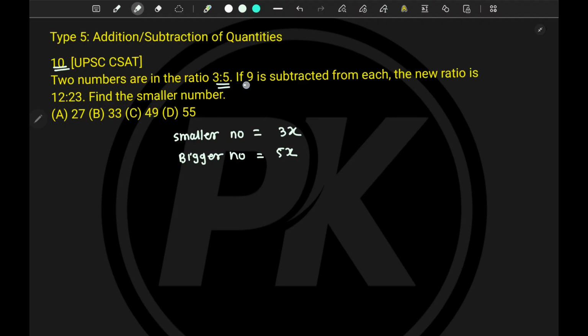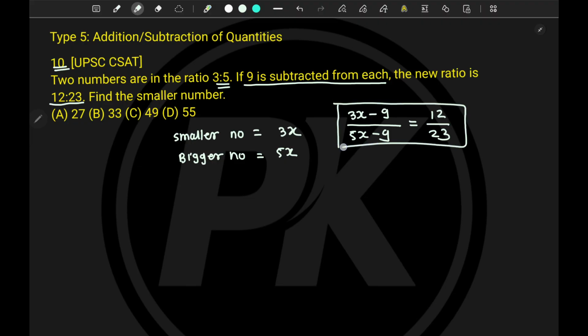Now what they have given: if 9 is subtracted from each, so I will subtract 9 from the smaller number, and I will subtract 9 from the bigger number. The new ratio is 12 as to 23, that is what is given, right? And from this we will get the value of x. But do we need the value of x? No. What is asked? The smaller number. Our assumption is that the smaller number is 3x, and hence we have to find the value of 3x, and that will be our answer.